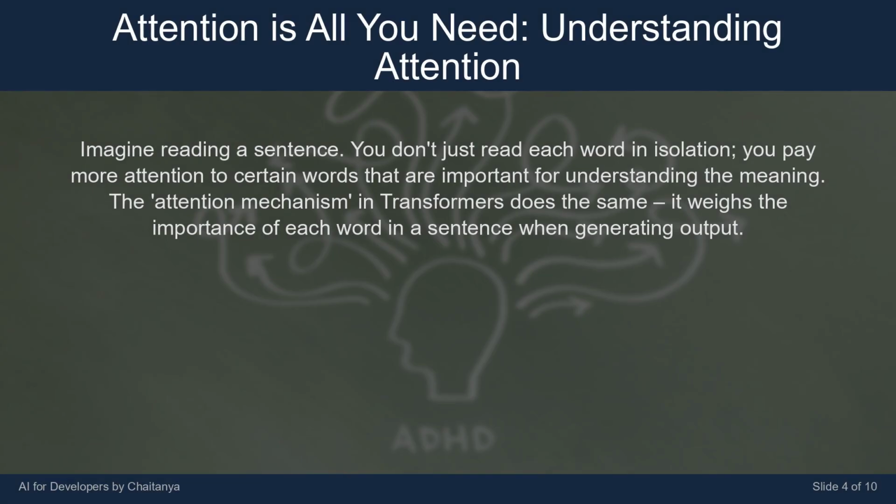Imagine reading a sentence. You don't just read each word in isolation. You pay more attention to certain words that are important for understanding the meaning. The attention mechanism in transformers does the same. It weighs the importance of each word in a sentence when generating output.